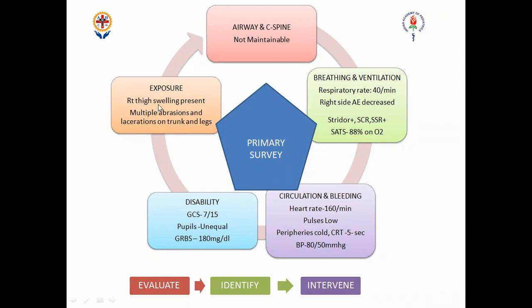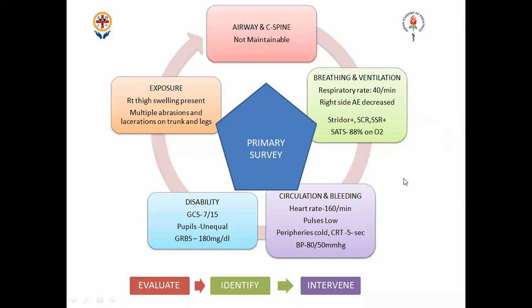And someone pointed out right thigh swelling was there. What is the reason for right thigh swelling? Internal bleed due to fractures. Fracture femur, sir. The fracture femur leading to bleeding. So that is the reason for your thigh swelling. Okay, so we identified the problems now. We have identified multiple problems at every level. Airway is a problem, breathing is a problem, ventilation is a problem, circulation is a problem, disability is a problem, exposure is a problem.